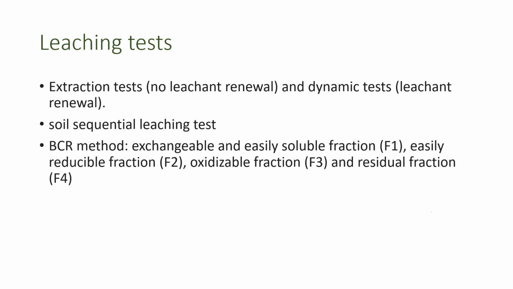One of the most commonly used methods for determining the different forms of contaminants in soil is sequential leaching test. The BCR method is the most well-known, the most widely used, and that involves a series of leaching tests using different leaching solutions, different acids or different chemicals in those leaching solutions.